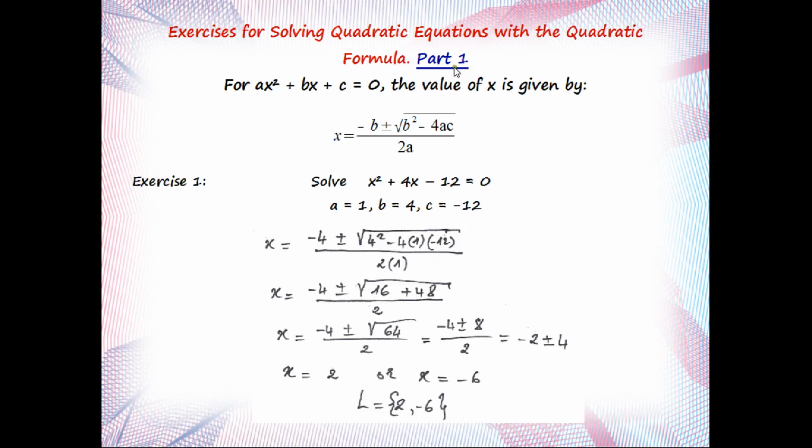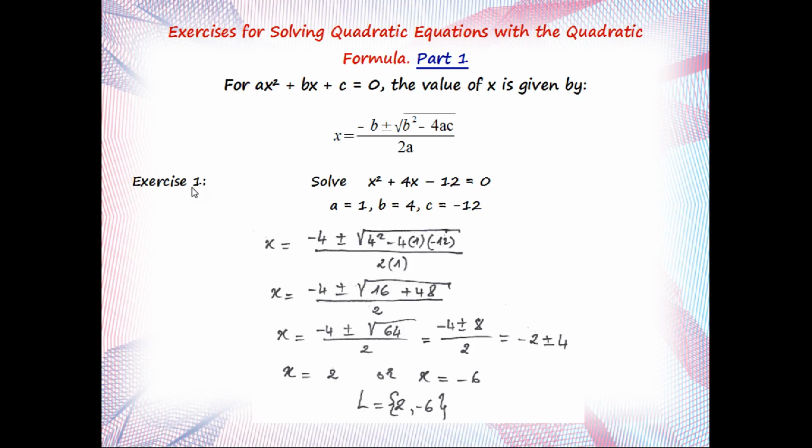Part 1. Consider the quadratic equation ax² + bx + c = 0. The value of x is given by x equals negative b plus or minus the square root of b² minus 4ac, all of that over 2a. Here are some exercises of how the quadratic formula works.